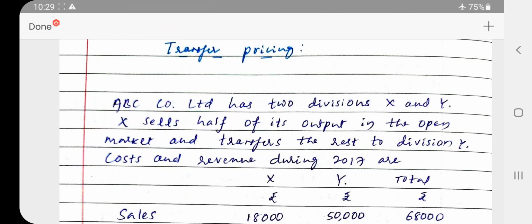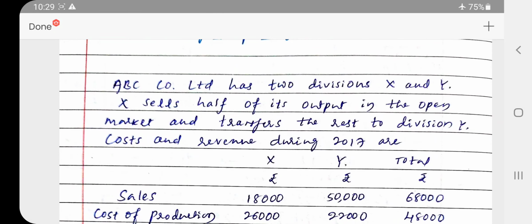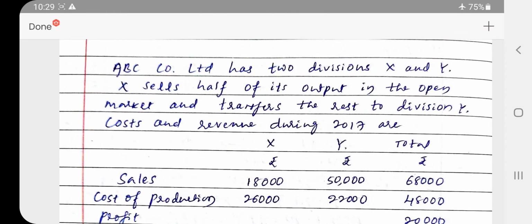X sells half of its output. Whatever production is made by X, it sells half of it to the open market, and the remaining output it transfers to division Y. Say for example, if X makes an output of 10,000, it means 5,000 it can send to the open market and the remaining 5,000 it can send to division Y. So this is exactly the situation given in this problem.